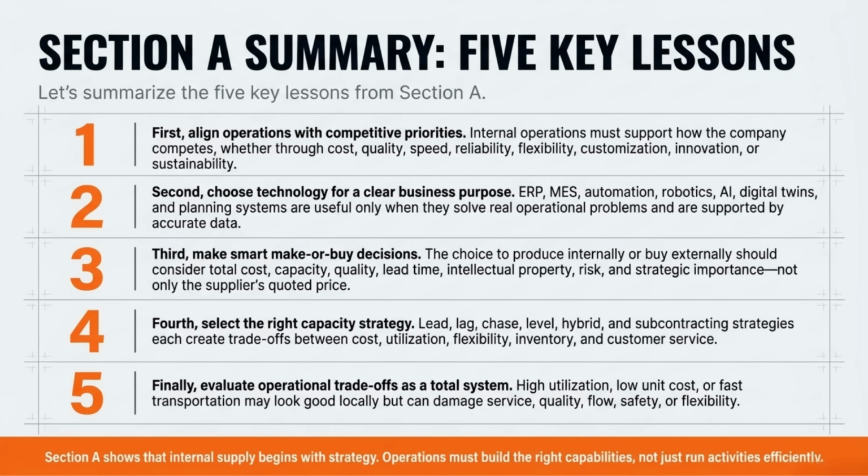Finally, evaluate operational trade-offs as a total system. High utilization, low unit cost, or fast transportation may look good locally, but can damage service, quality, flow, safety, or flexibility. Section A shows that internal supply begins with strategy. Operations must build the right capabilities, not just run activities efficiently.